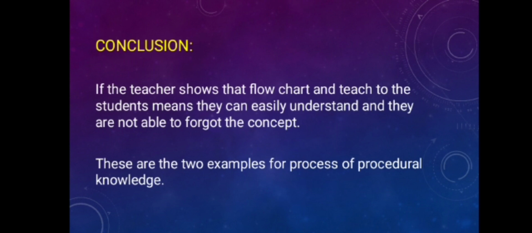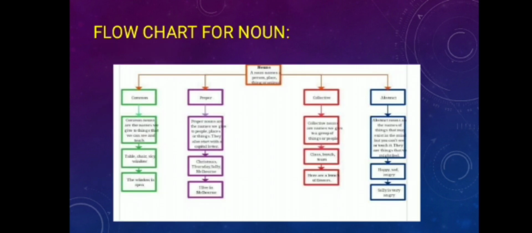And next, these are some detailed explanations of procedural knowledge in lab experiment and flowchart. If the teacher shows the flowchart and teaches the students, they can easily understand and they will not forget the concept. These are the two examples for the process of procedural knowledge.